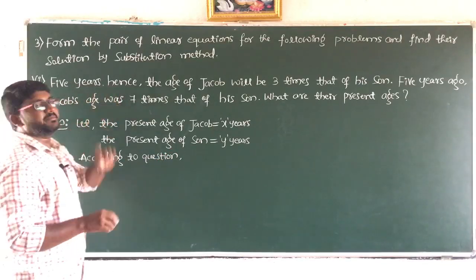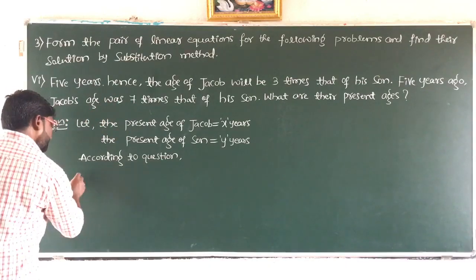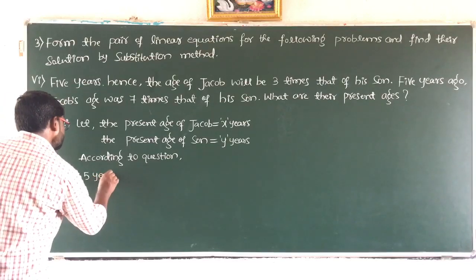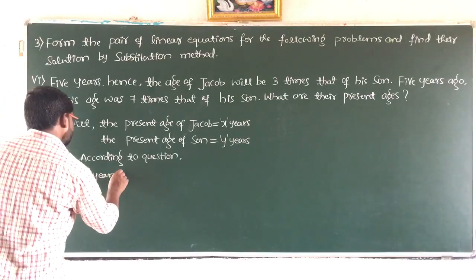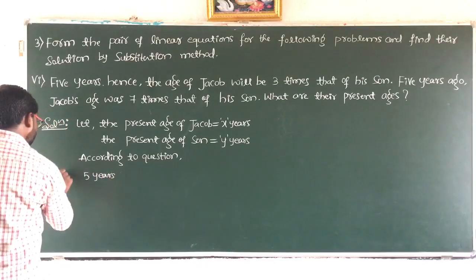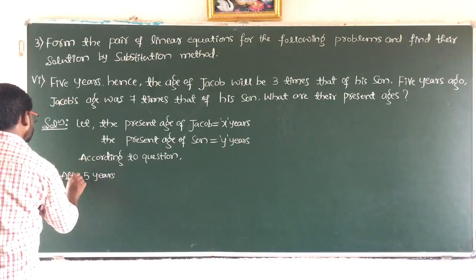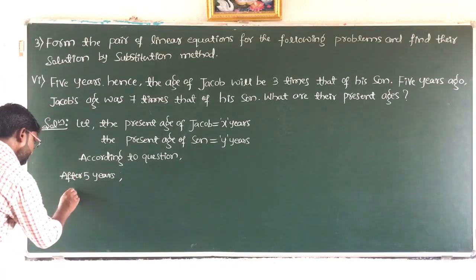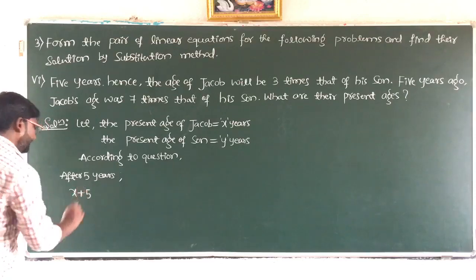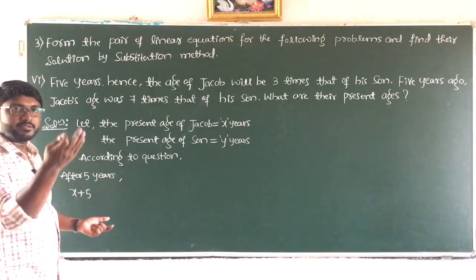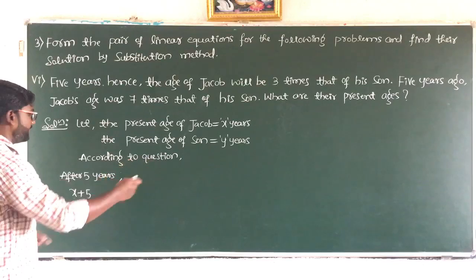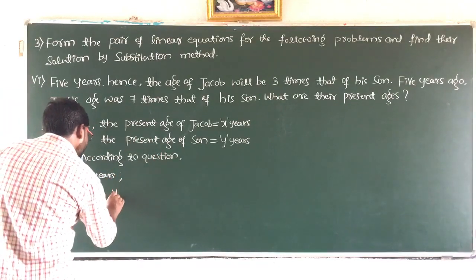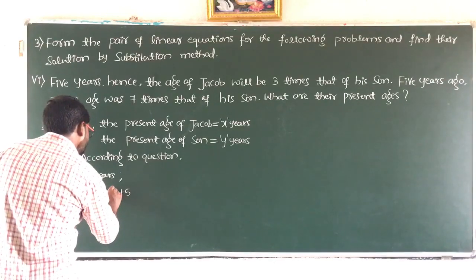5 years hence means after 5 years. So after 5 years, so x plus 5. After 5 years means we have to add 5 to the present age of Jacob, and then here we have to add 5 to the present age of his son. So we get y plus 5. So this is after 5 years.